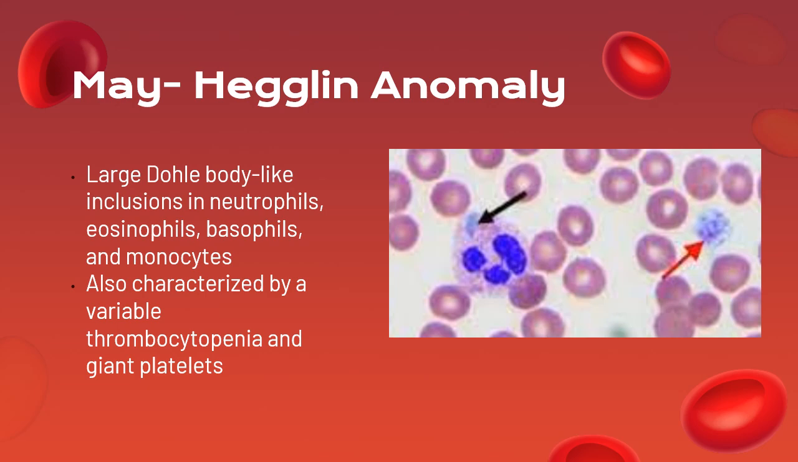May-Hegglin anomaly is when there are large Döhle body-like inclusions in neutrophils, eosinophils, basophils, and monocytes, also characterized by a variable thrombocytopenia and giant platelets. Okay? So, this is the Döhle body, and this one is a giant platelet.